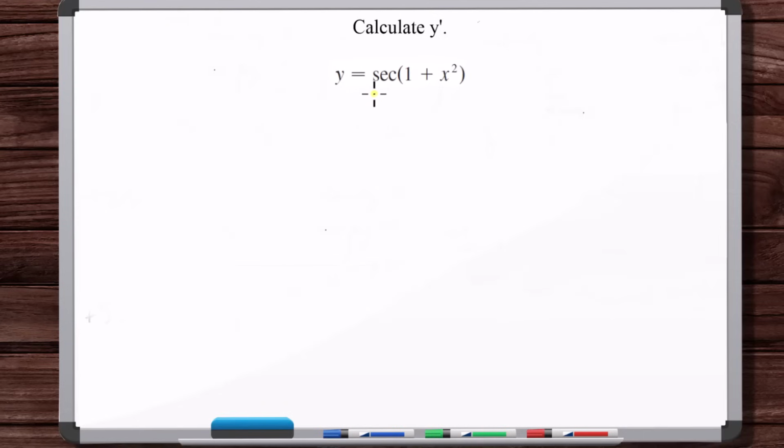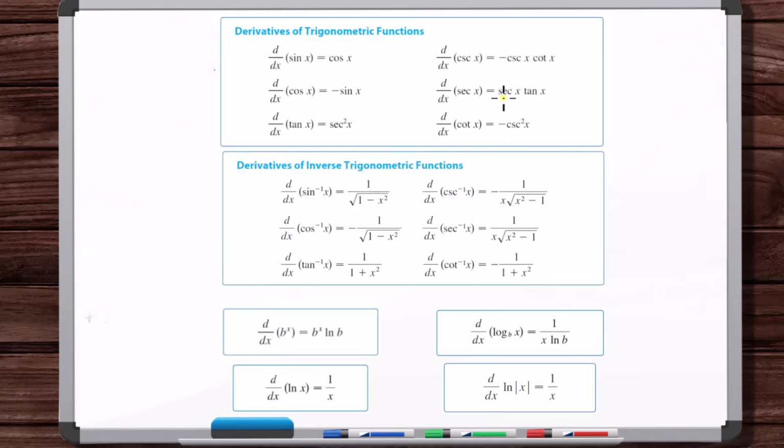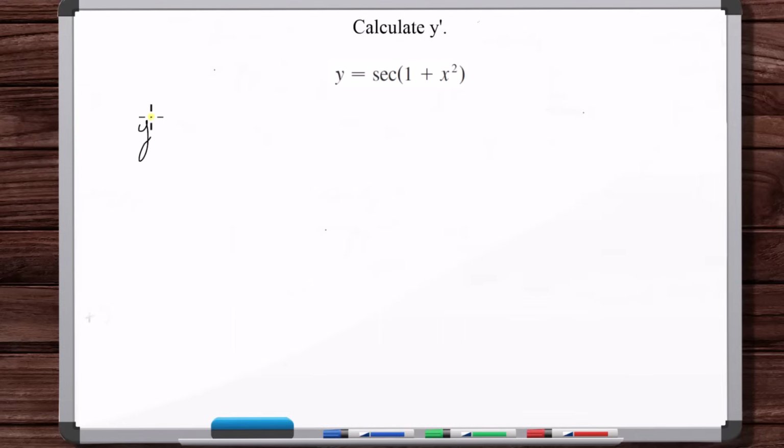Okay, chain rule. What is the derivative of the secant of something? It's secant of that something, tangent of that something. So again, the derivative of secant of something is secant of that something, tangent of that something, times the derivative of that something. d dx of 1 plus x squared is 2x. So that's the derivative.